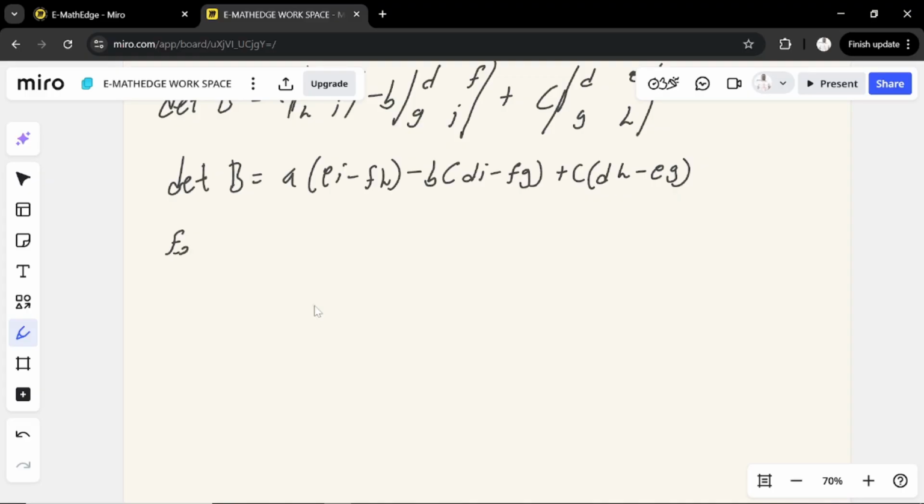Let's say an exercise. Let's say B happens to be a 3 by 3 matrix which contains the elements 1, 2, 3, 4, 5, and 6, 7, 8, and 9, right? Find the determinants.